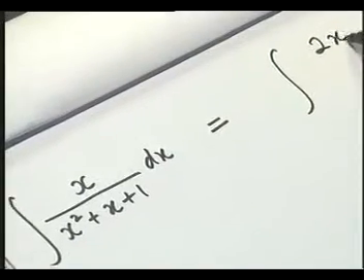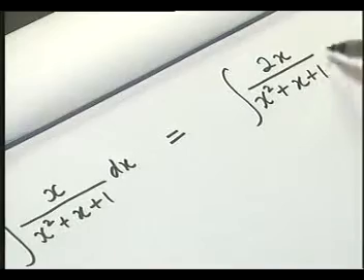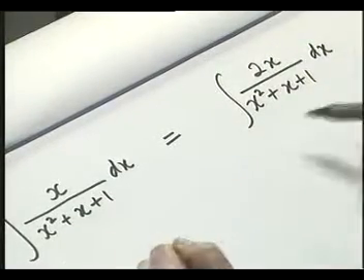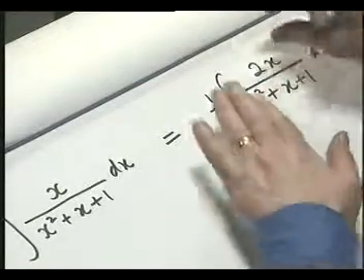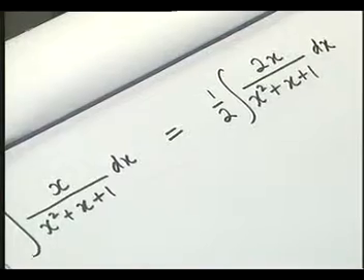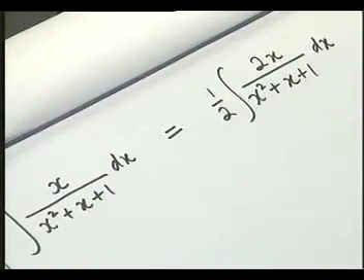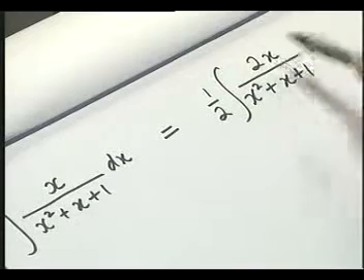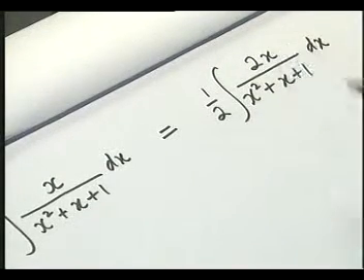We can put a 2 at the top, and in order to make this the same as the integral that we started with, I'm going to put a factor of a half outside. The half and the 2 cancelling will leave the integral that we started with there. Now, if we differentiate the bottom, you see we get 2x, which is what we've got at the top, but we also get a plus 1 from differentiating the x term, and we haven't got a plus 1 there.